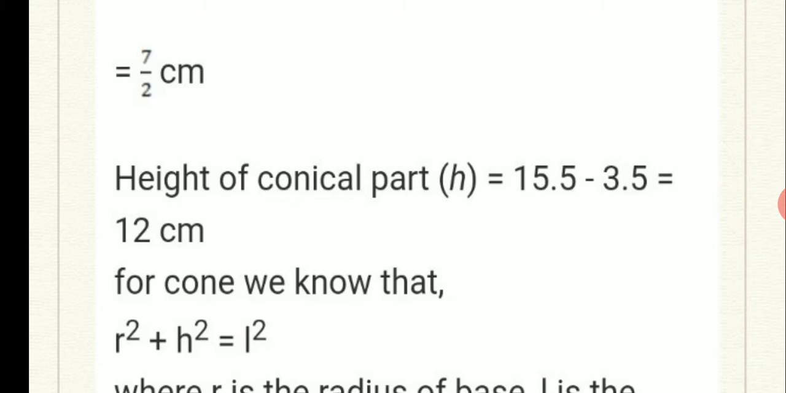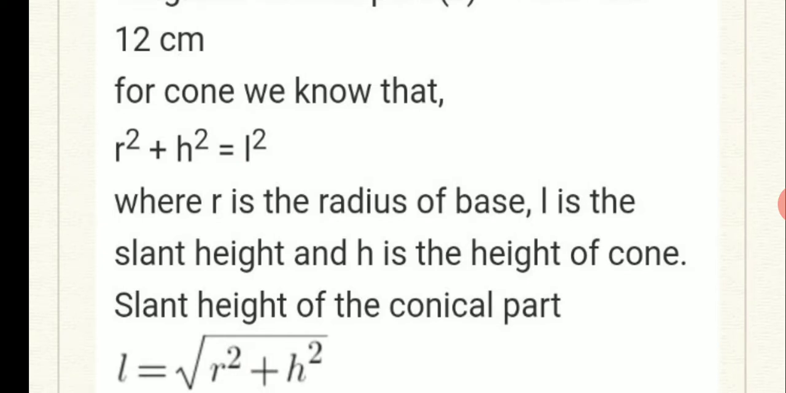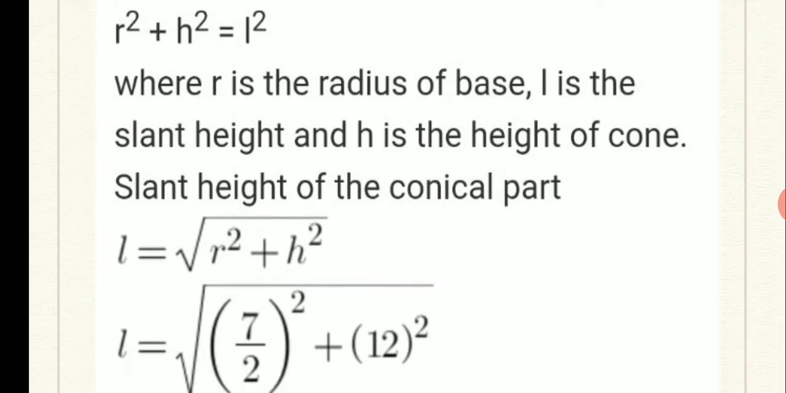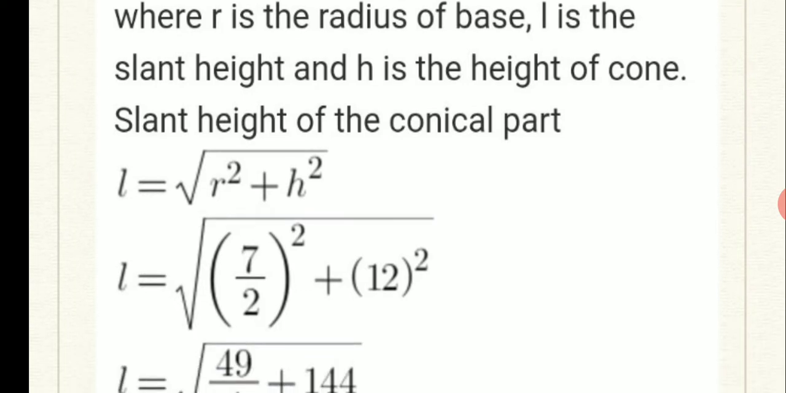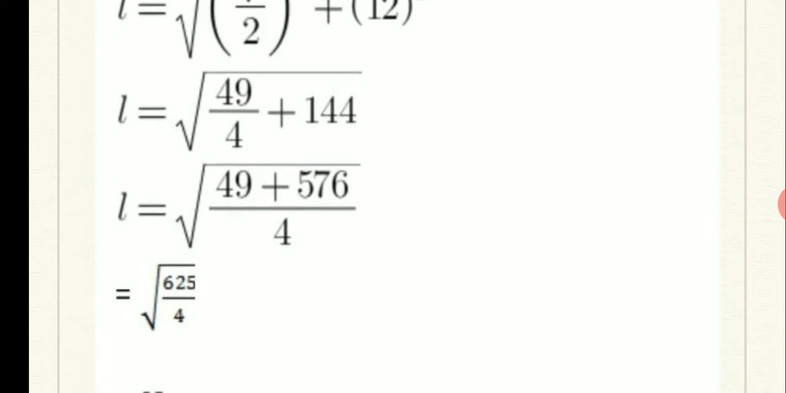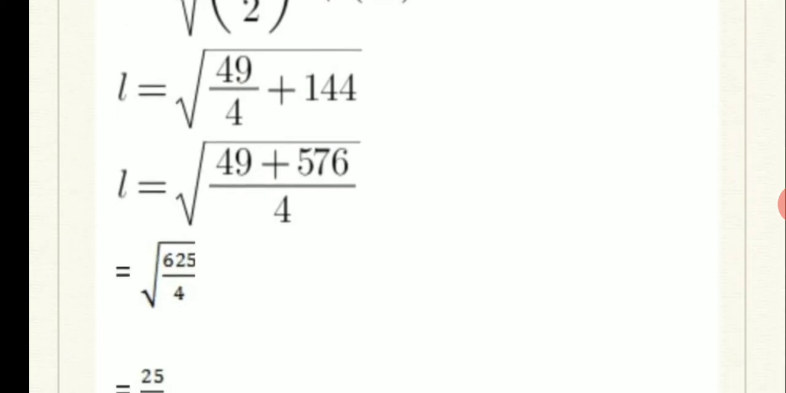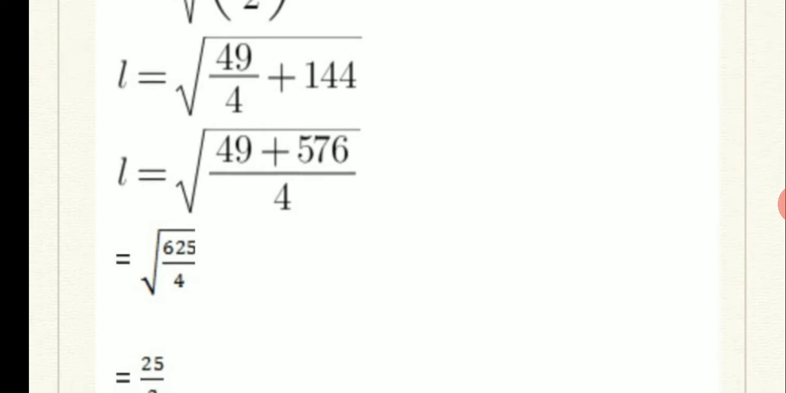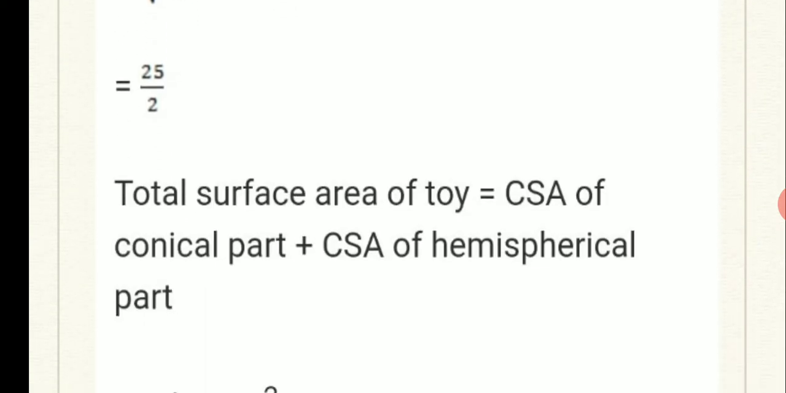Now for the cone we have r square plus h square equal to l square. r is the radius of the base, l is the slant height and h is the height of the cone. Then l equals under root r square plus h square. Now keeping the value of r equal to 7 by 2 and h equal to 12, we get l equal to under root 49 by 4 plus 144. Simplifying this, we get l equal to under root 625 upon 4. Then l equals 25 by 2.